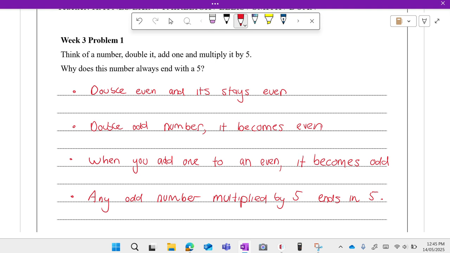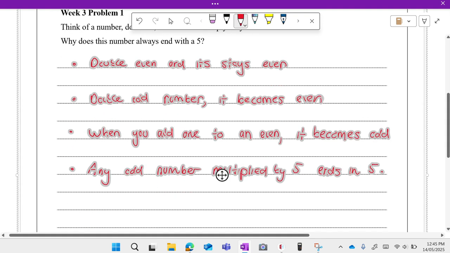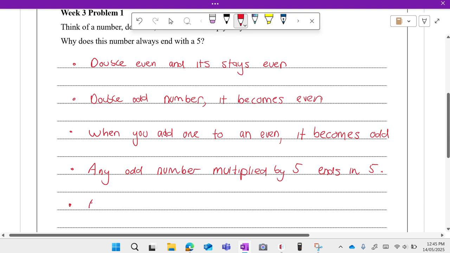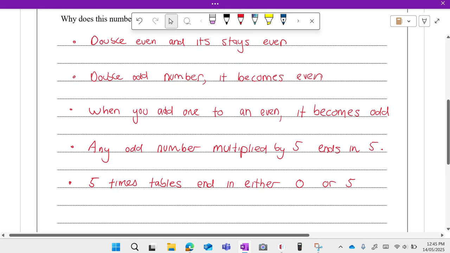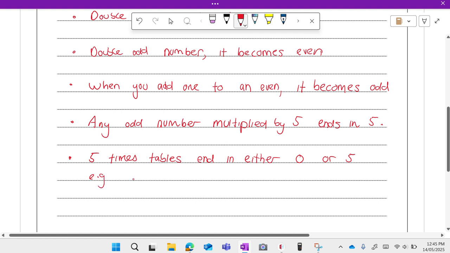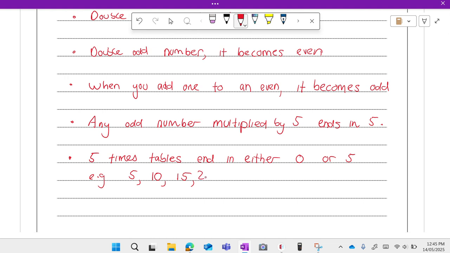What are we thinking, Michaela? Okay, let me write that down. So 5 times tables end in what? Either end in a 0 or a 5. Do we want to give an example? What are my 5 times tables? 5 times 13 is 65. And so on. Okay, cool.